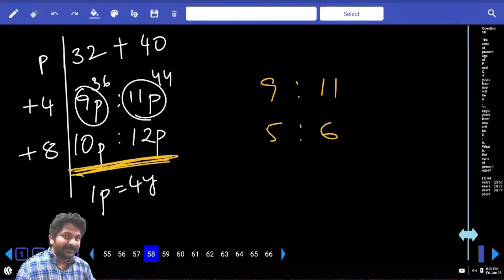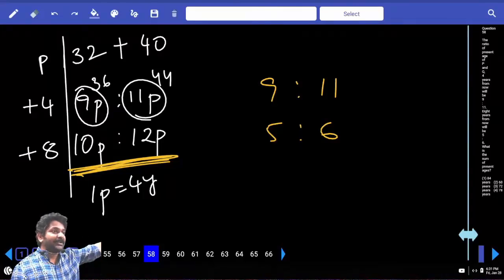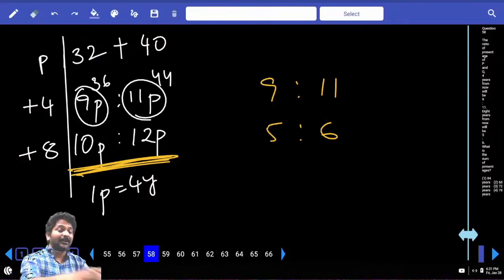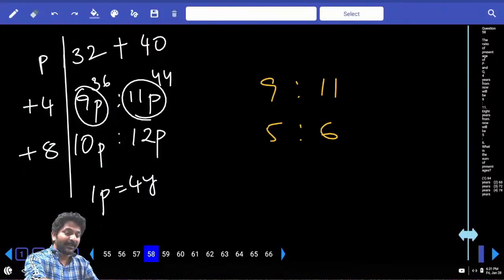15:18, simplified form is 5:6, right? But we are not using those types of numbers. We are using only 10:12. So why is it converted to only 10:12? There is a logic here.